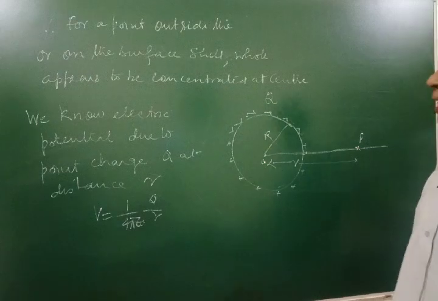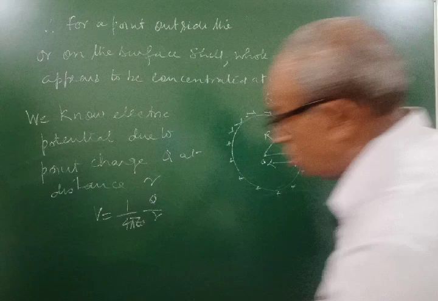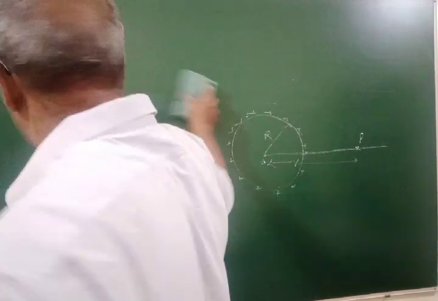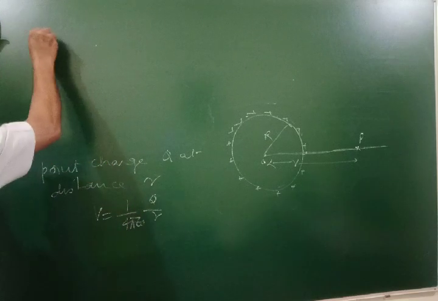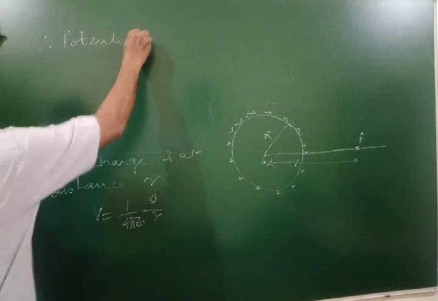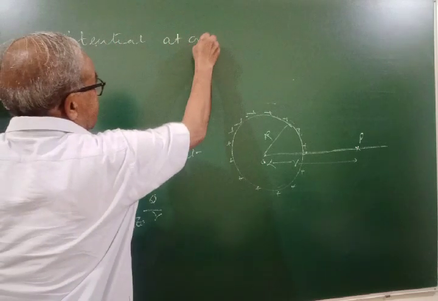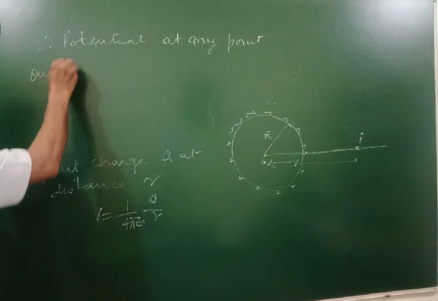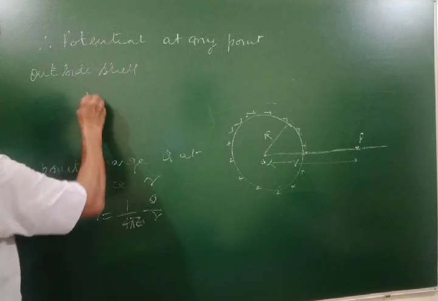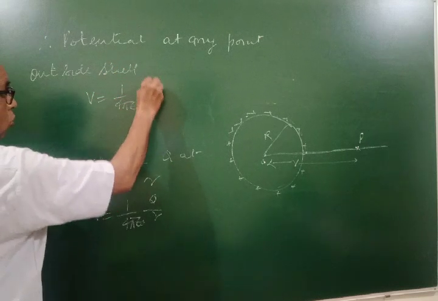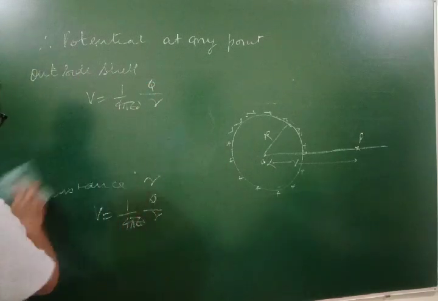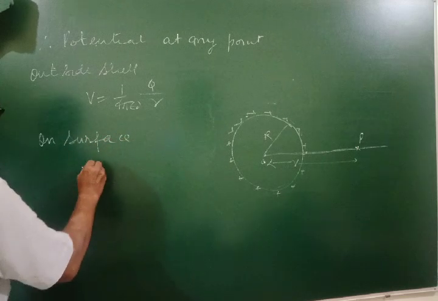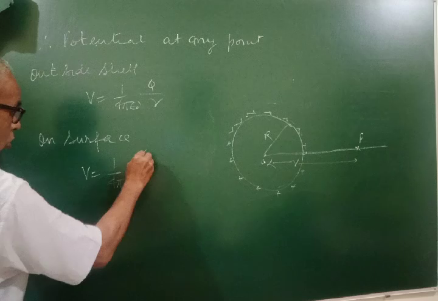I think it should be very clear. And therefore the electric potential at any point outside the shell at distance r is V equal to 1 upon 4 pi epsilon 0 q by r, and on the surface, V equal to 1 upon 4 pi epsilon 0 q upon capital R.